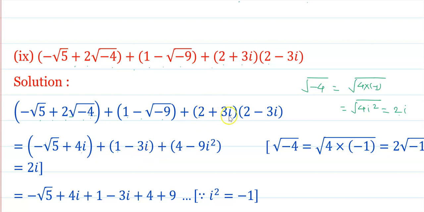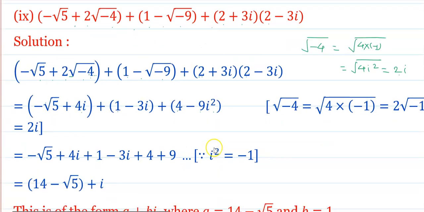Next, 2 plus 3i into 2 minus 3i. Then you are getting a square minus b square. Means what? 4 square minus 9i square. But i square is minus 1. Okay. पुन्हा इथे बघा हे सिम्प्लिफिकेशन.